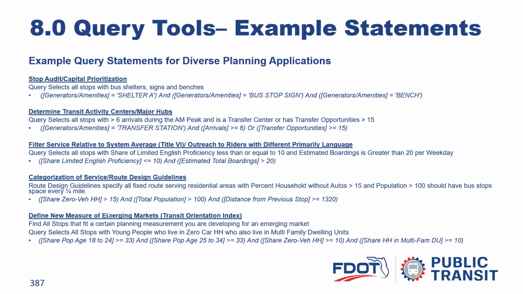Okay, so just some example query statements for some diverse types of planning applications. So first of all, we have our stop audit, where maybe you generate a query to find bus shelters, signs, and benches. So amenities equal to shelter or bus stop sign and bench. So you have multiple amenities at one stop, and that would select all those stops that meet that criteria.